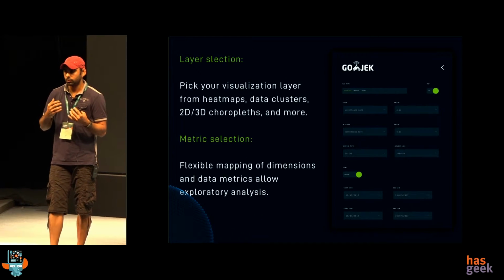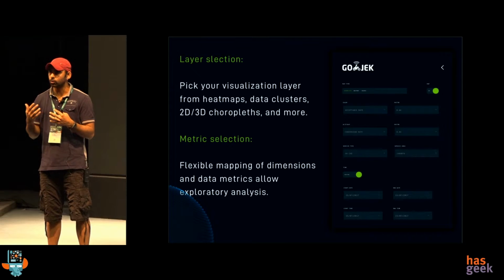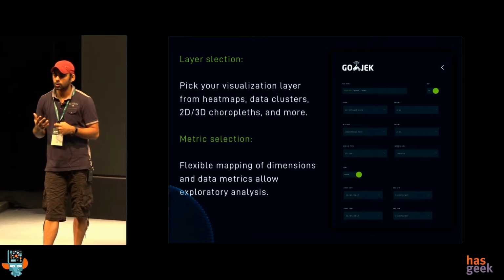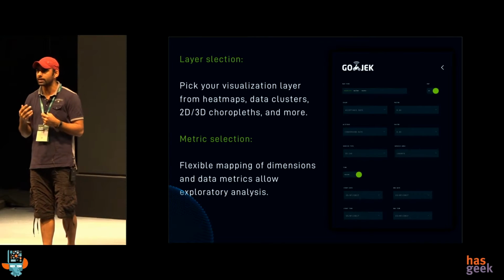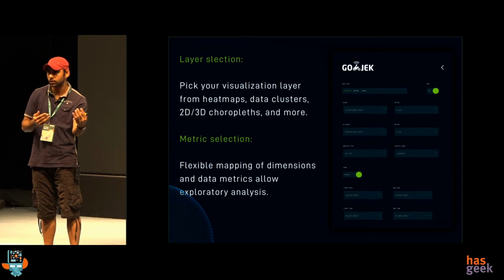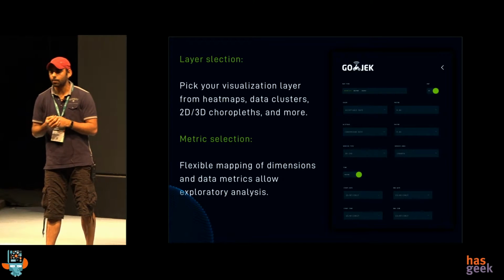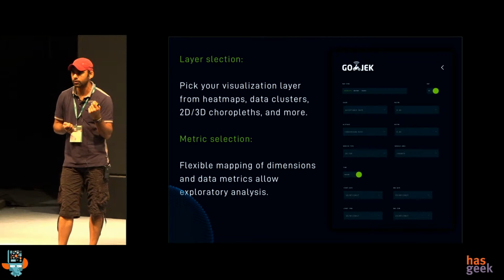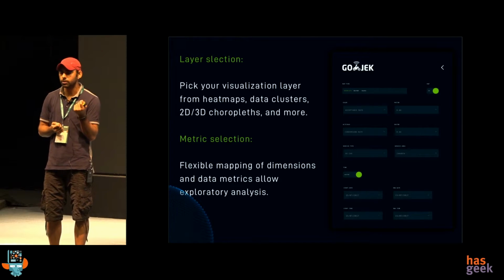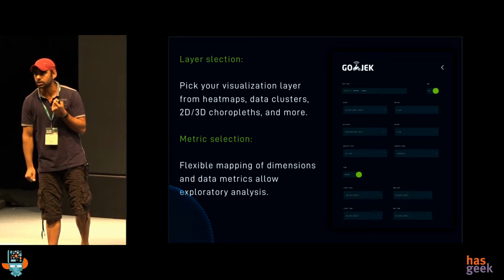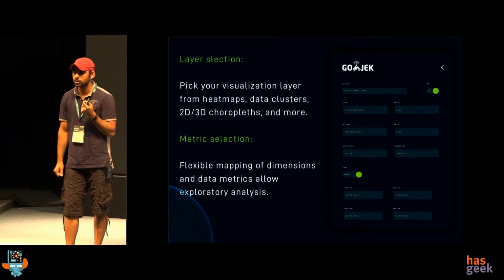Now, how do these schemas map into an interface? What you're looking at is the interface used by the end consumers of the platform. They pick a certain visualization layer. They start with the visualization layer: do you want to visualize a heat map, or do you want to look at the data clusters, or the choropleths, or do something else?